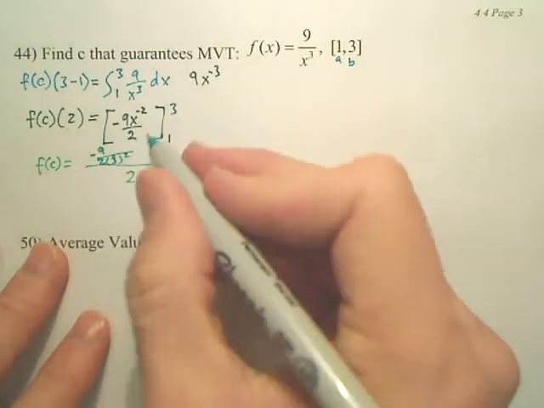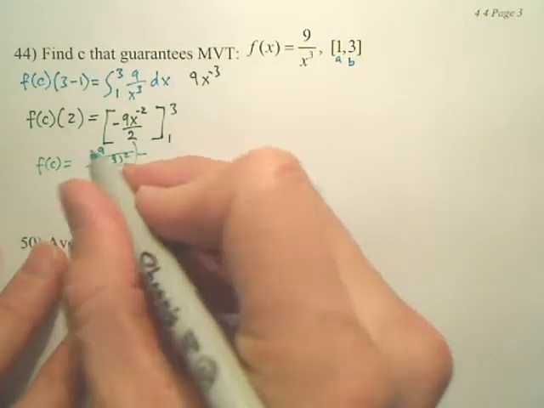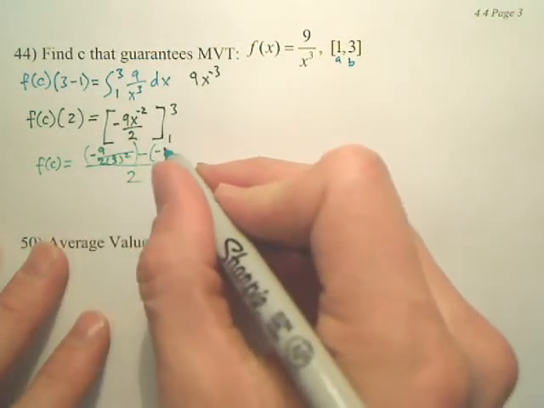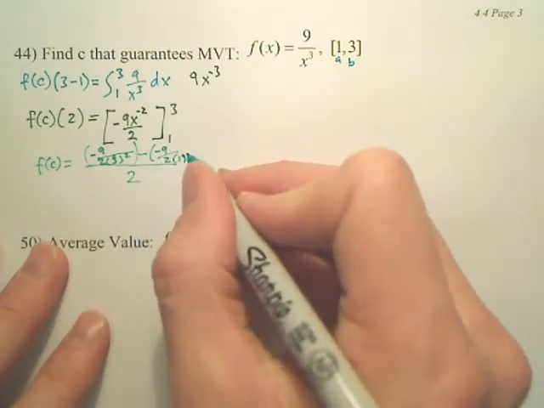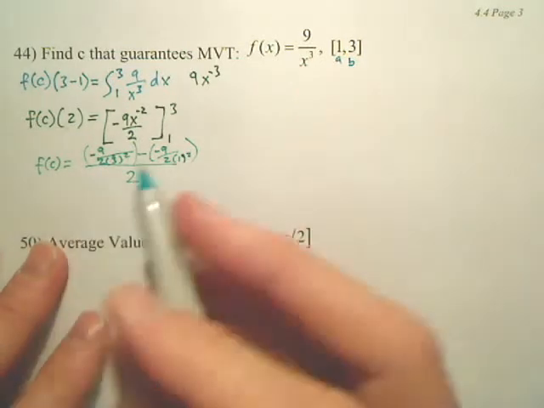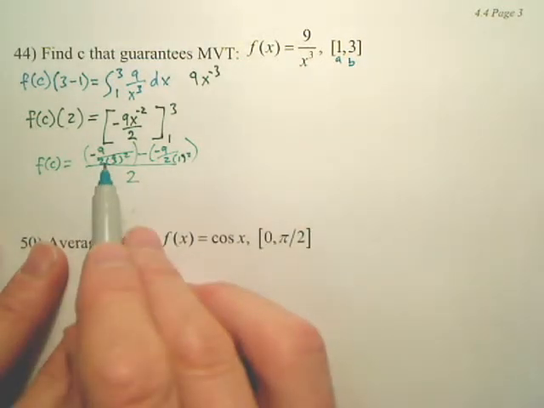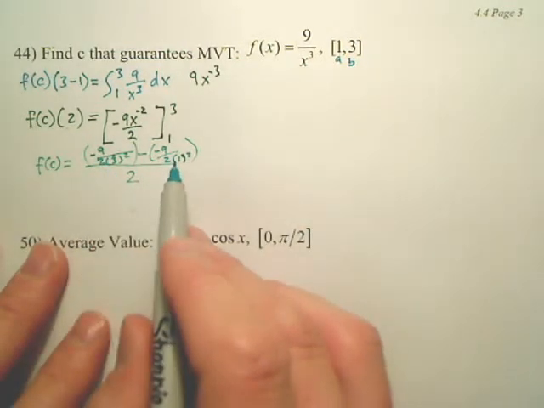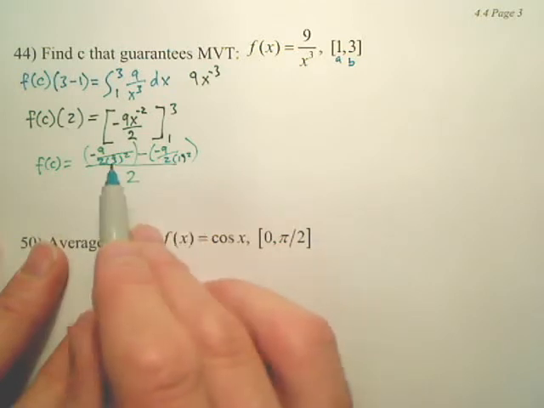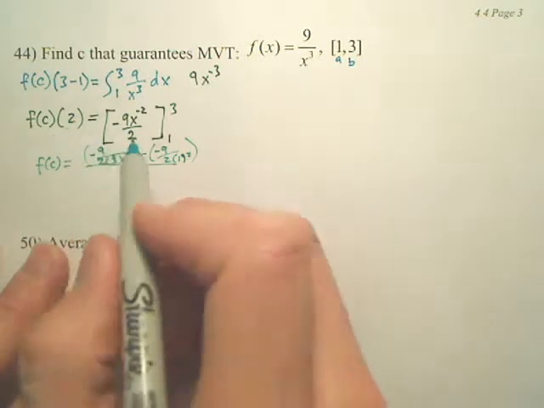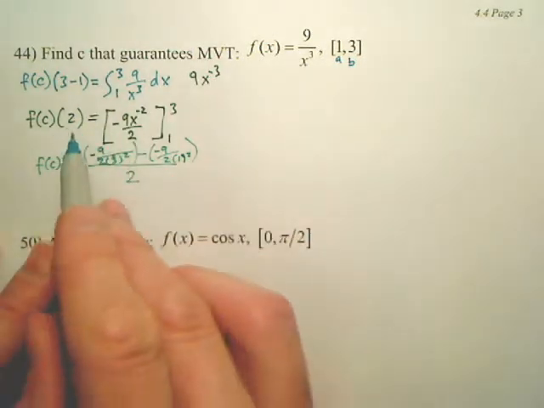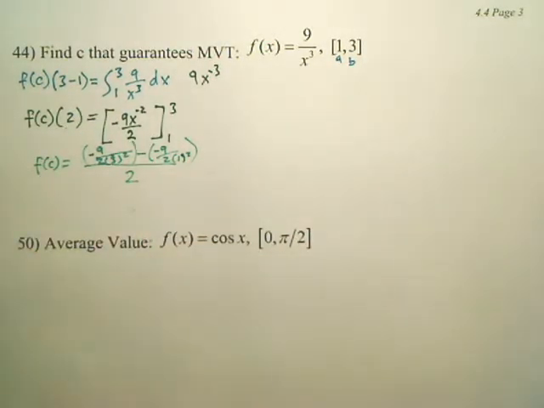Kind of small, sorry. Minus, that's the first piece, negative 9 over 2 times 1 squared. So that's the integral plug in b, that's the integral plug in a. B is 3, a is 1. And we're dividing by 2 because basically I just divided both sides by 2. I moved that 2 over to get f of c by itself.